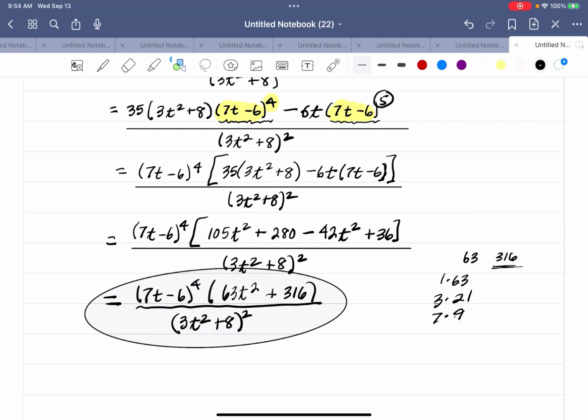7t minus 6 all to the fourth power times, in parentheses, 63t squared plus 316, all of that divided by, in parentheses, 3t squared plus 8, all raised to the second power.